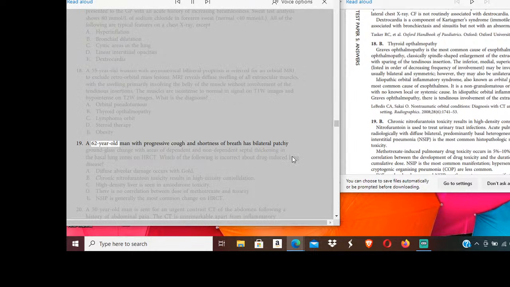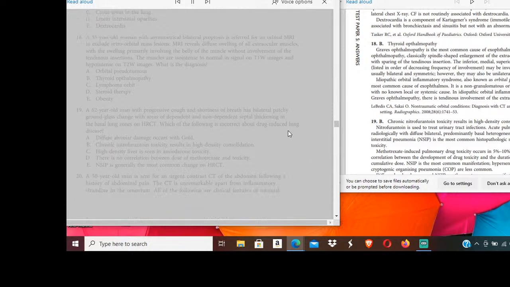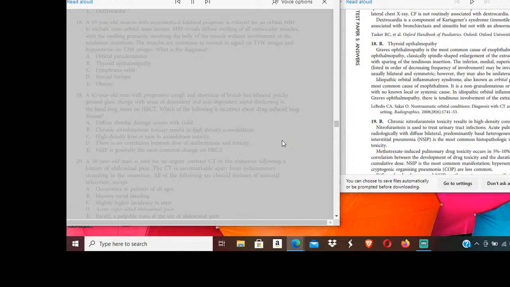(19) A 62-year-old man with progressive cough and shortness of breath has bilateral patchy ground glass change with areas of dependent and non-dependent septal thickening in the basal lung zones on HRCT. Which of the following is incorrect about drug-induced lung disease? A. Diffuse alveolar damage occurs with gold. B. Chronic nitrofurantoin toxicity results in high-density consolidation. C. High-density liver is seen in amiodarone toxicity. D. There is no correlation between dose of methotrexate and toxicity. E. NSIP is generally the most common change on HRCT.